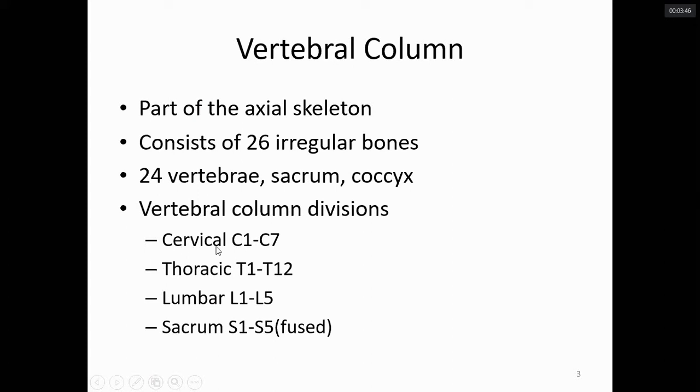The same thing, the cervical consists of C1 to C7, thoracic 1 to 12, lumbar 1 to 5, and sacrum from S1 to S5, which is fused, and the coccyx also consists of 4 bones, which are also fused. Total, it forms around 7, 12, 19, 5, 24, 5, 29, and 4, 33 vertebrae.